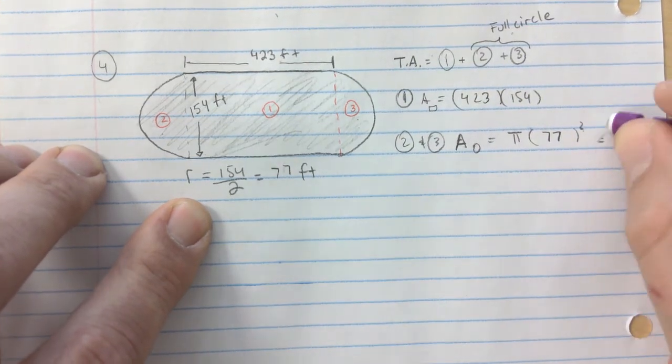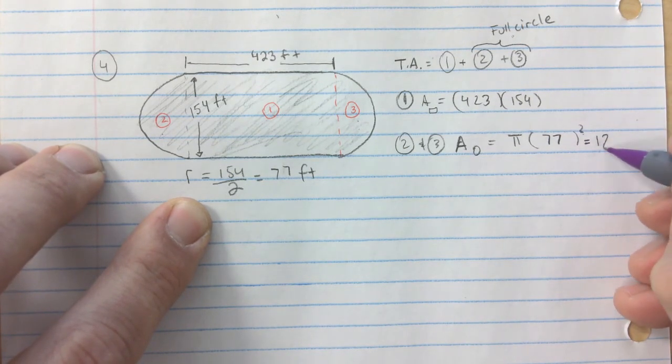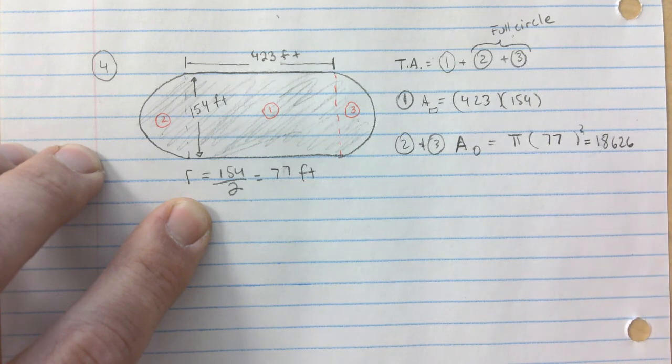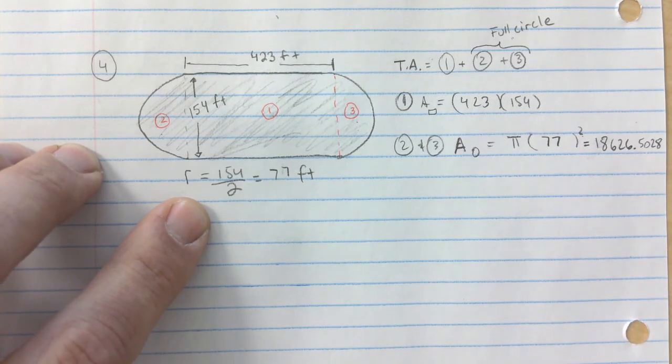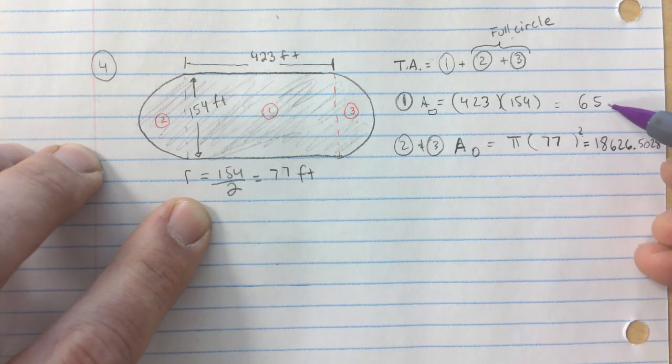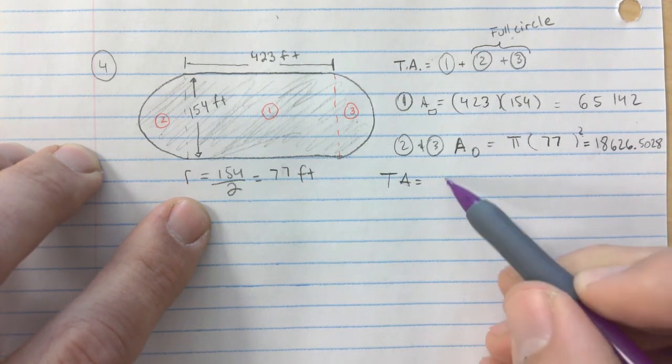And let's see if I have enough room here. It's 18, 6, 26, 50, 28. And then the top gives you 65, 142. Total area.